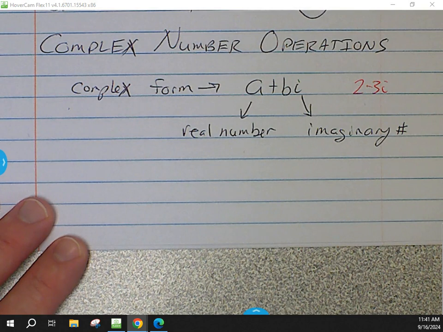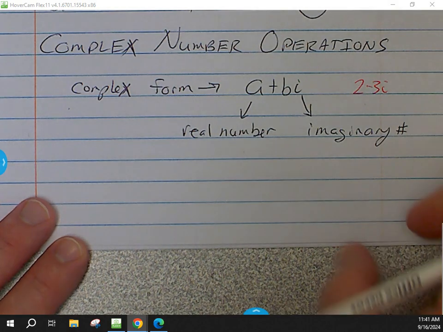Okay, and we've got 2 things we've got to do with complex numbers. We're going to add them or subtract them, which is basically the same thing, and then we're going to multiply them.